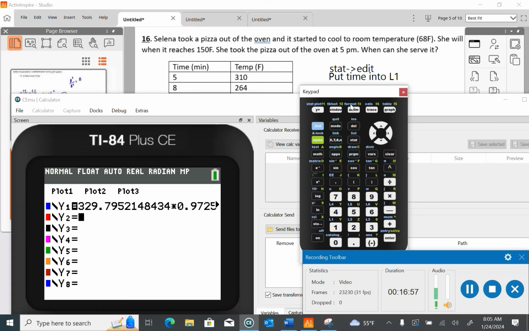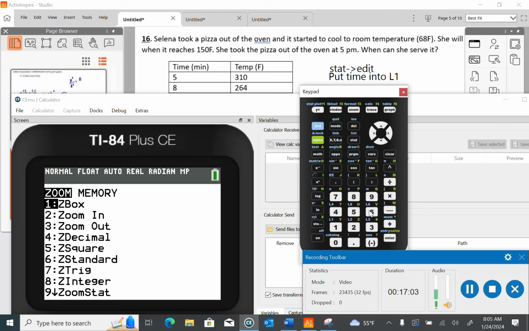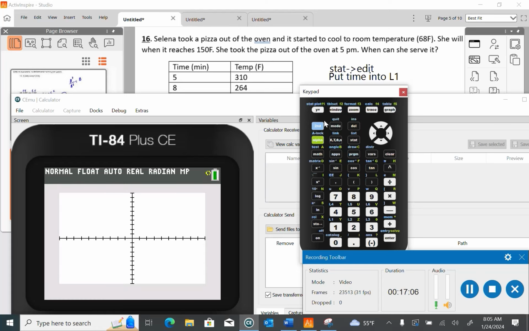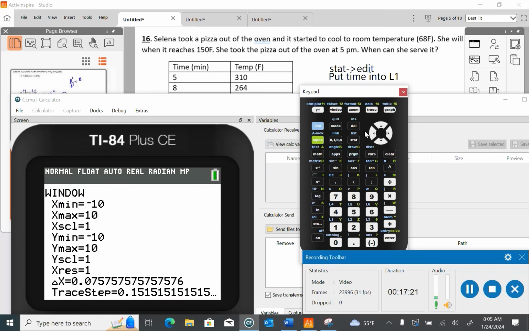Now, what was the goal of this test? She's going to serve it at 150. So I'm going to put 150 in y2. I'm going to do my zoom 6 like I've always done. I'm going to hit window once my calculator quits working. And it's just spinning and spinning and spinning there. Window. I'm going to adjust my y max to 200.